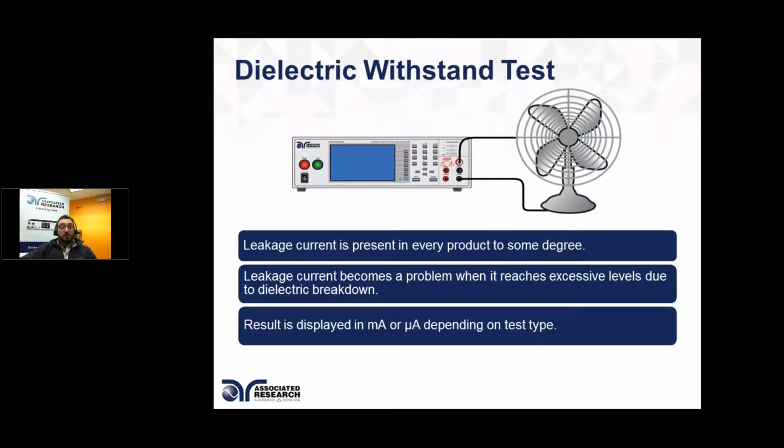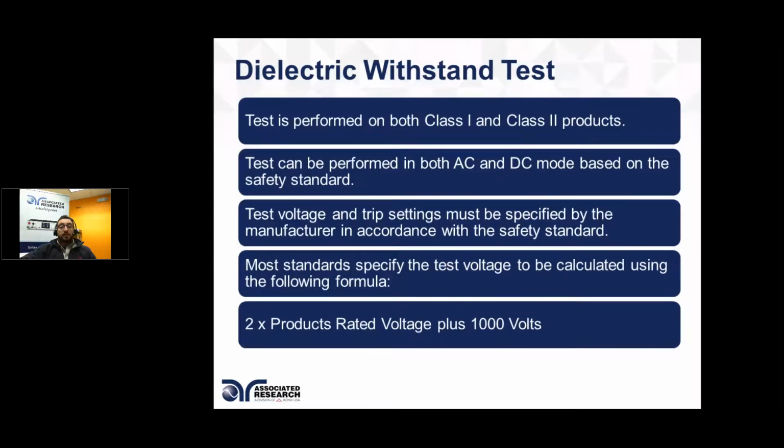All right, so we know that leakage current is present in almost every electronic device to some degree. Now, this leakage current becomes a problem when it reaches excessive levels due to dielectric breakdown or poor insulation, in other words. The result of a high-pot test is usually displayed in milliamps or microamps, depending on the test type. This means that a high-pot test could be performed using either an AC voltage or a DC voltage. These requirements are always based on the test standard and the type of product under test. So, again, I would like to stress that when you are performing high-pot tests or testing your products for safety, do refer to the test standard that you're trying to comply with.